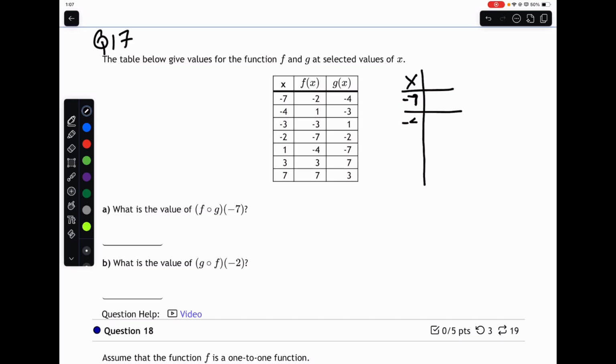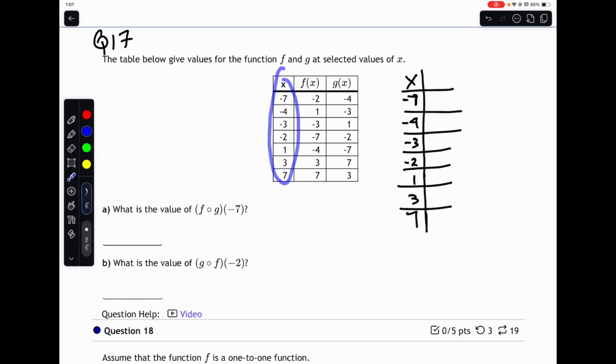So -7, -4, -3, -2, 1, 3, and 7. If you didn't notice what I'm doing here, I'm just grabbing all of these x values and making these the x values, and separating again the table for the y values for g. So it makes it a little bit more convenient. Instead of trying to jump back and forth in the same table, I can jump back and forth from table to table. So I could ignore this now.